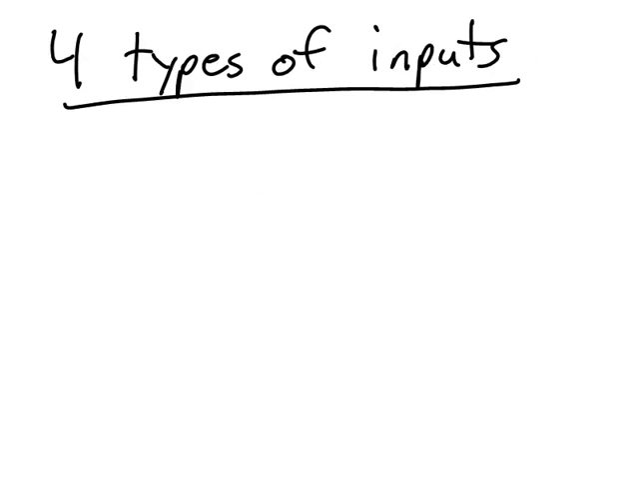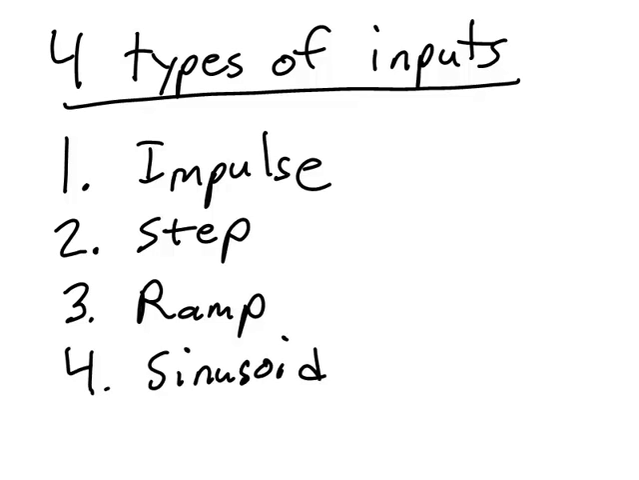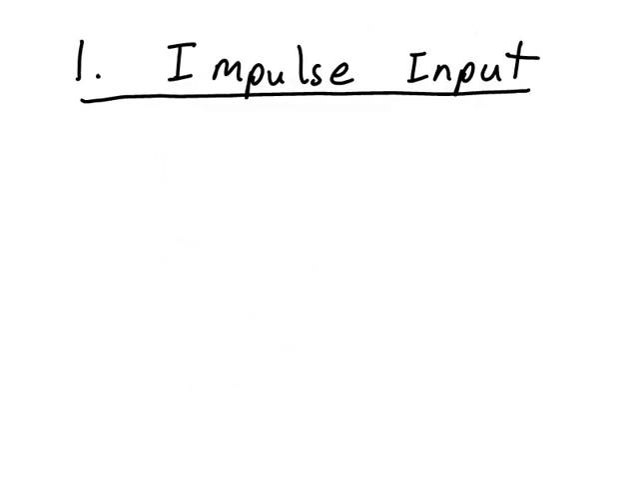There really are only 4 types of inputs that are of most concern to us. I'll list those 4 types of inputs here, and then we'll look at each one in turn. The 4 types of inputs are the impulse, second, the step input, third, a ramp input, and fourth is the sinusoid. Let's take a look at each of these individually. First, we'll start with the impulse input.